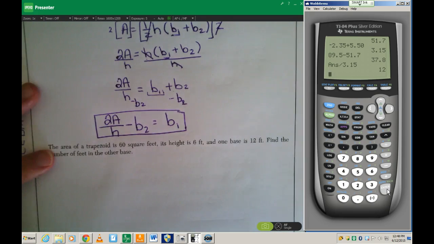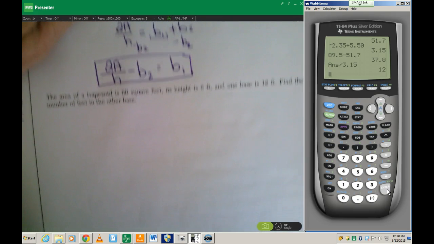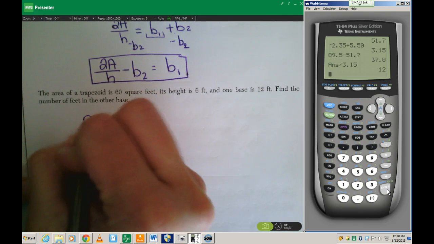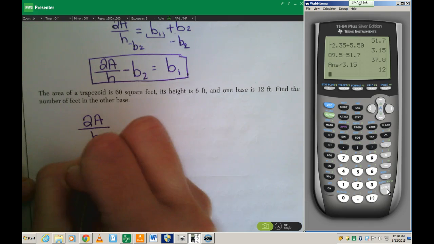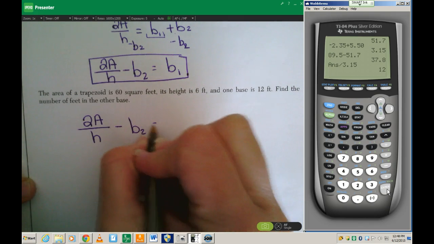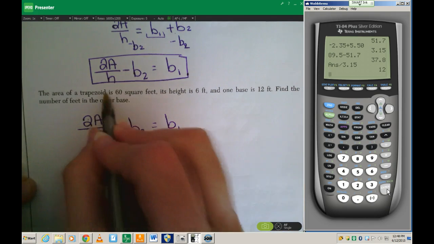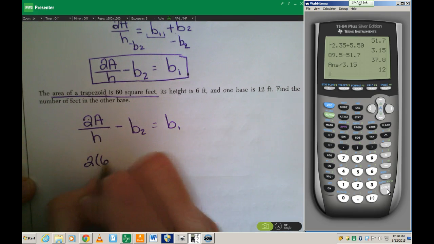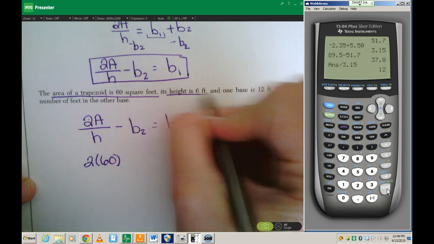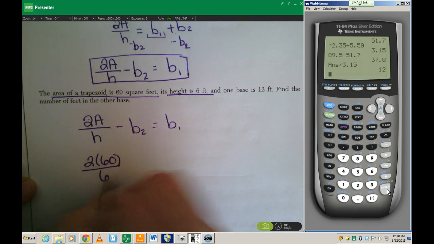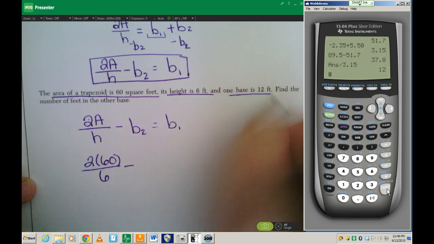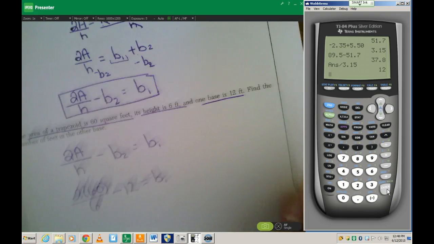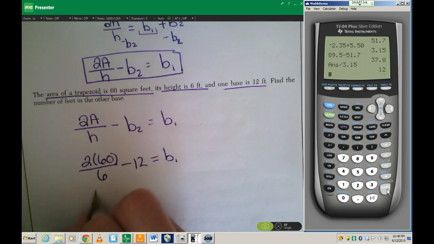Now we're going to use that to help us with the next part of the question. So we have 2A divided by height minus base 2 equals base 1. So here we know our area is 60. So I'm going to do 2 times 60. The height is 6, divided by 6. One of the bases is 12, equals B1. Oops. 2 times 60 is 120.